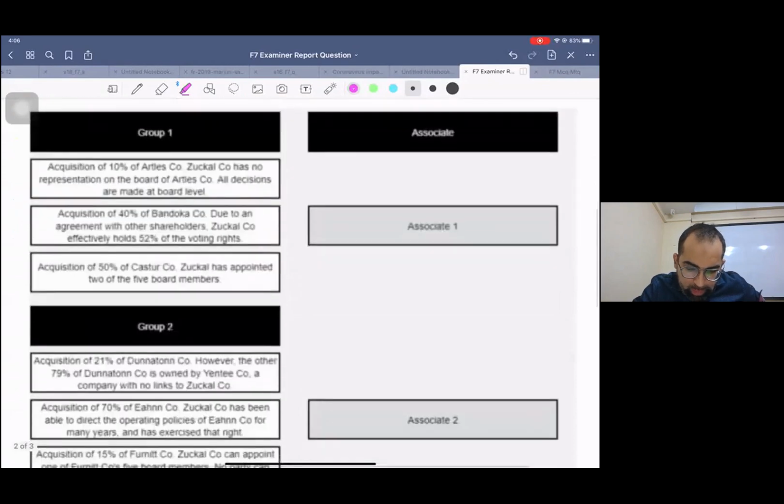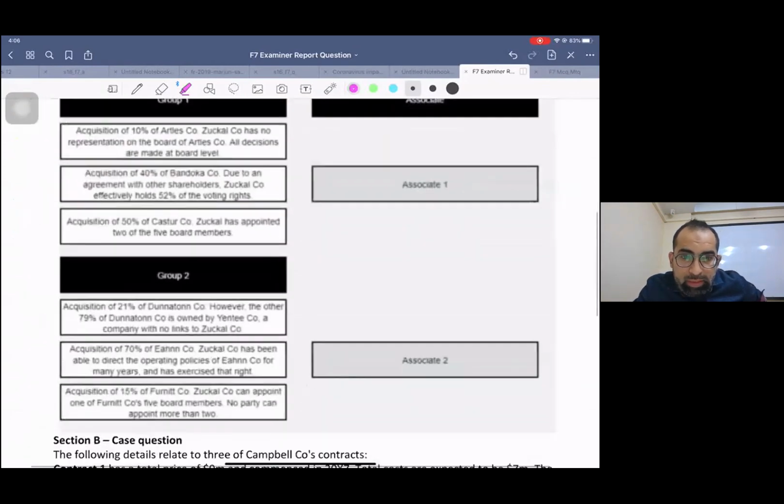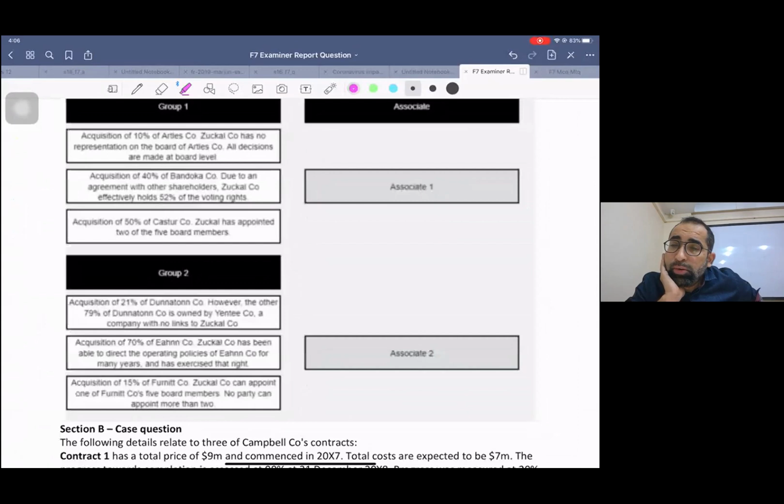Now this one is very good. I like this question. Okay. Now, can you see the screen? It's a little bit blurry because I just copied it, but can you see this? Can you read this? Is it readable?